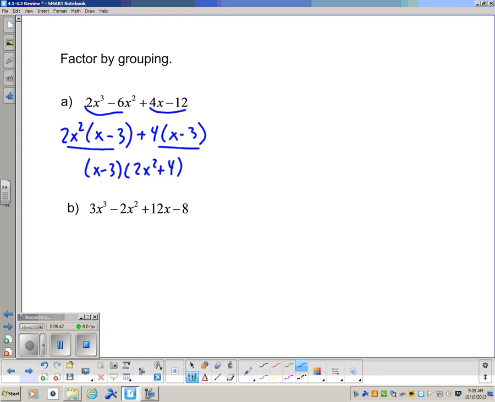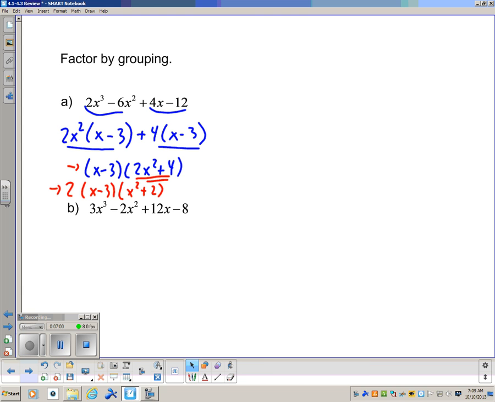If you want, we could continue to factor this too. There's a 2 here in common, so we could pull another 2 out. So if I pull a 2 out of this term that I underlined here, I get an x squared plus 2. But again, I'll take either one of these.